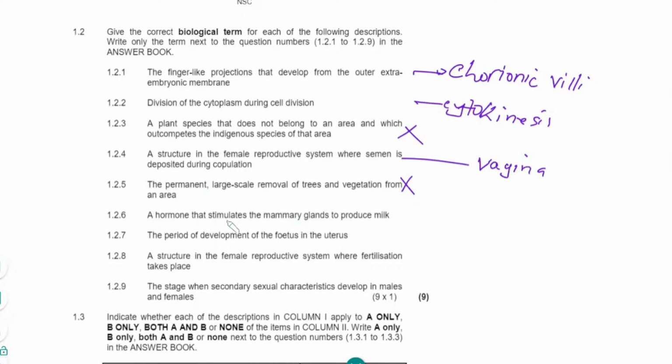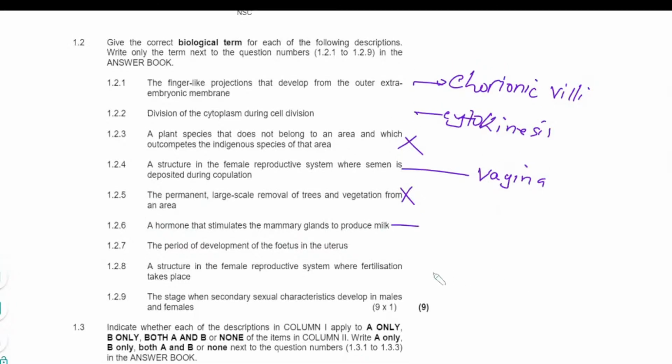Then the hormone that stimulates the mammary gland to produce milk. Mammary glands are what you call the breast. We don't call them boobs, we call them breasts. So the mammary gland, we call them what? We call them breasts. Yes. So what is the answer here? The hormone that stimulates the mammary gland.